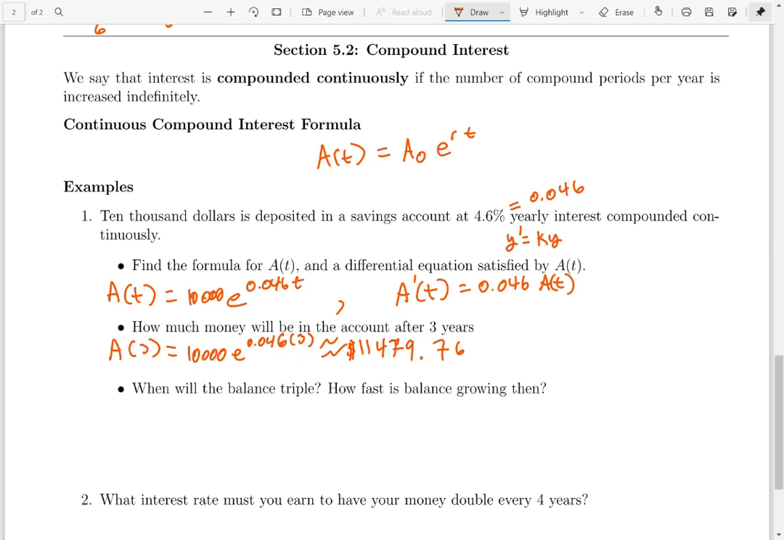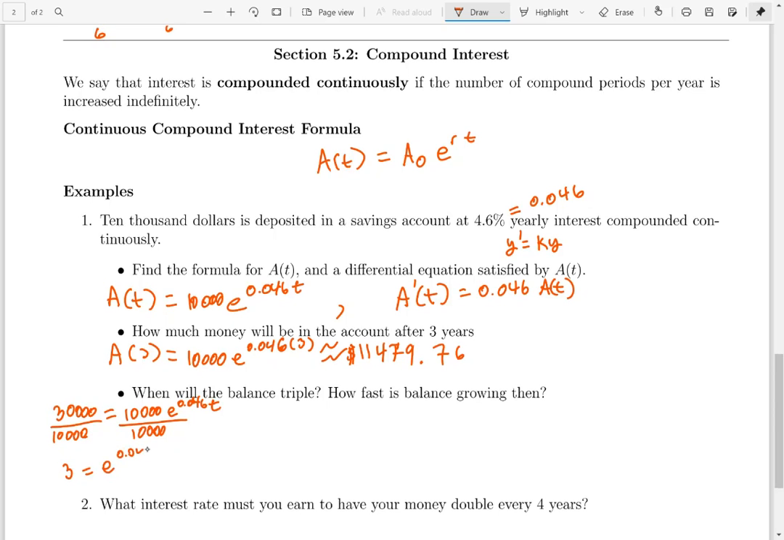Now if we ask the question, when will the balance triple? Specifically, what is the time t when it equals 30,000? So set my equation equal to 30,000. That's 10,000 times e to the 0.046 t. Let's solve for t. Divide by 10,000 on both sides. I get 3 is equal to e to the 0.046 t. Take the natural log of both sides.